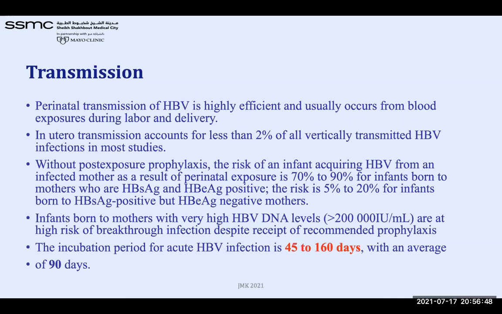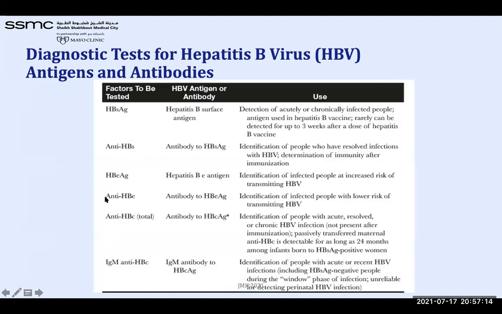Transmission can happen perinatally; in utero transmission accounts for less than 2% of all vertically transmitted HBV infection. In most of these studies, 70 to 90% are infants born to mothers who are HBs antigen and HBe antigen positive. The incubation period is about 45 to 160 days, an average of 90 days. The diagnostic tests we should do are anti-HB surface antigen, anti-HBs. What is the meaning of that and how we interpret it is all in this table, and you can go through it.